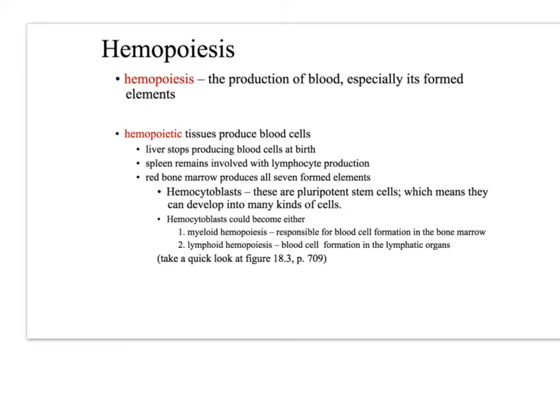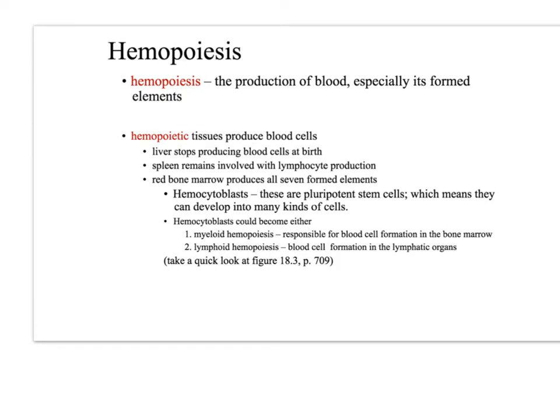Okay, so we're going to start with hemopoiesis. Hemopoiesis is how we make blood. It's called the production of blood. Usually we're talking about erythropoiesis, leukopoiesis. So we're talking about the formed elements and how we make them.